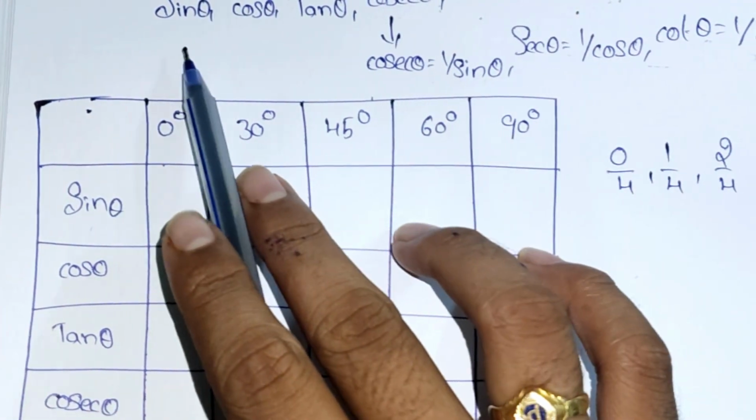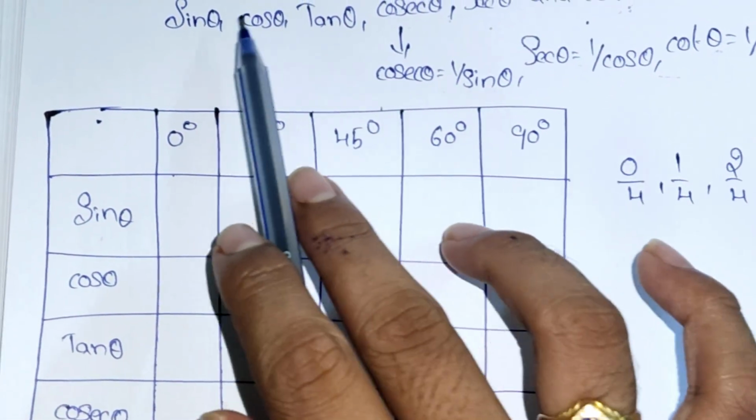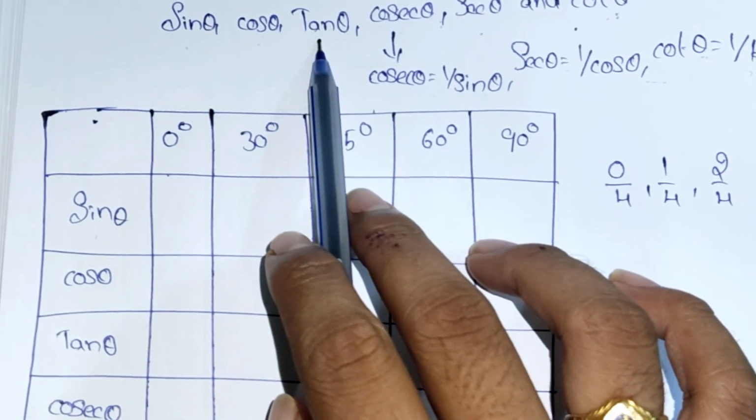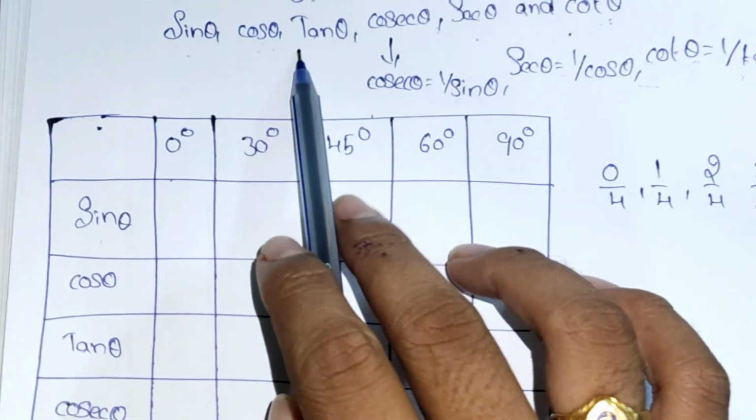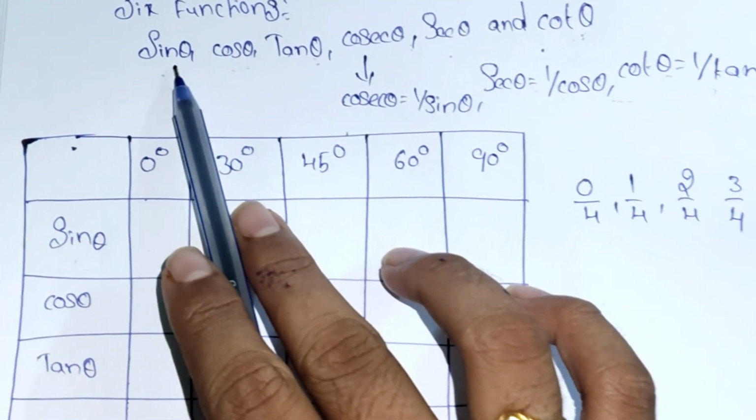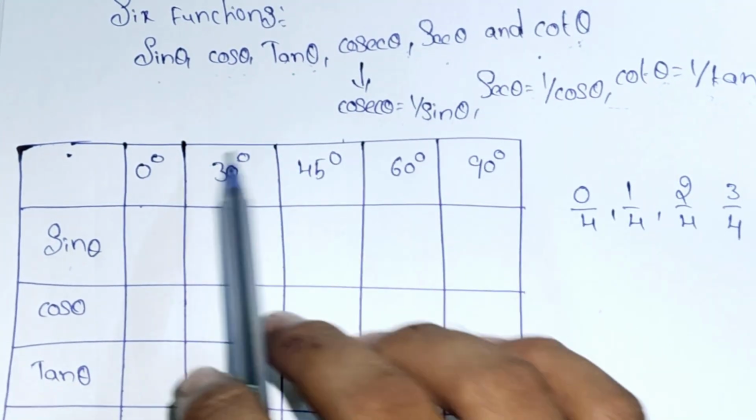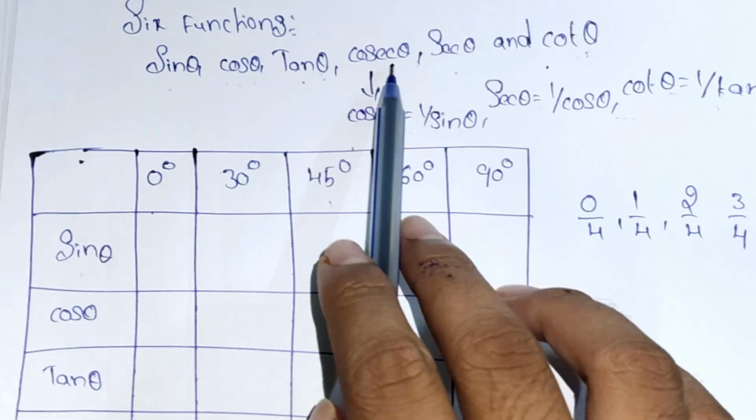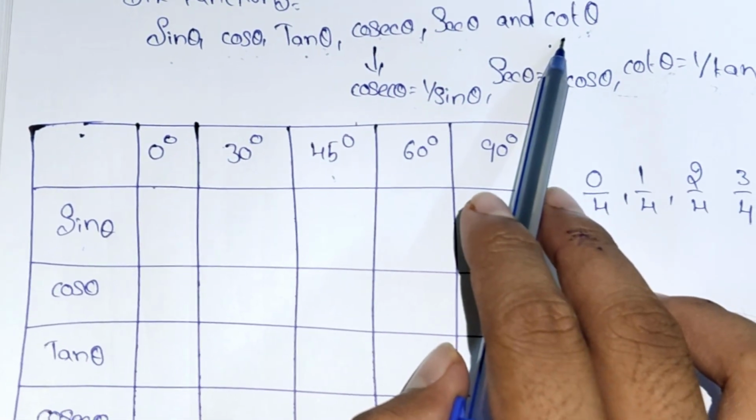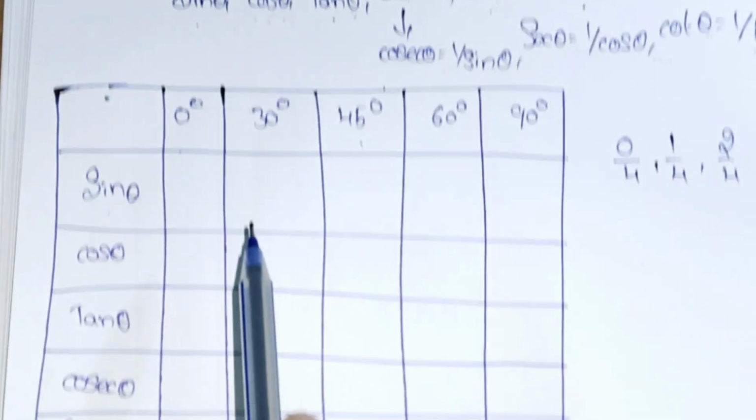Mainly we have to remember that these three, sin theta, cos theta and tan theta, are the important formulas in trigonometric functions. Once we find these three, it is easy to identify cosecant theta, secant theta and cot theta. So now let us solve the table.